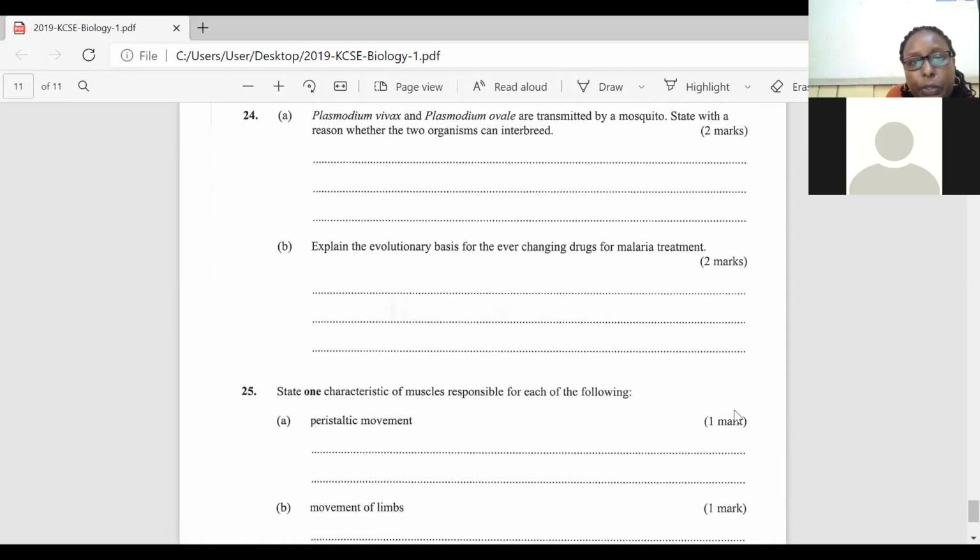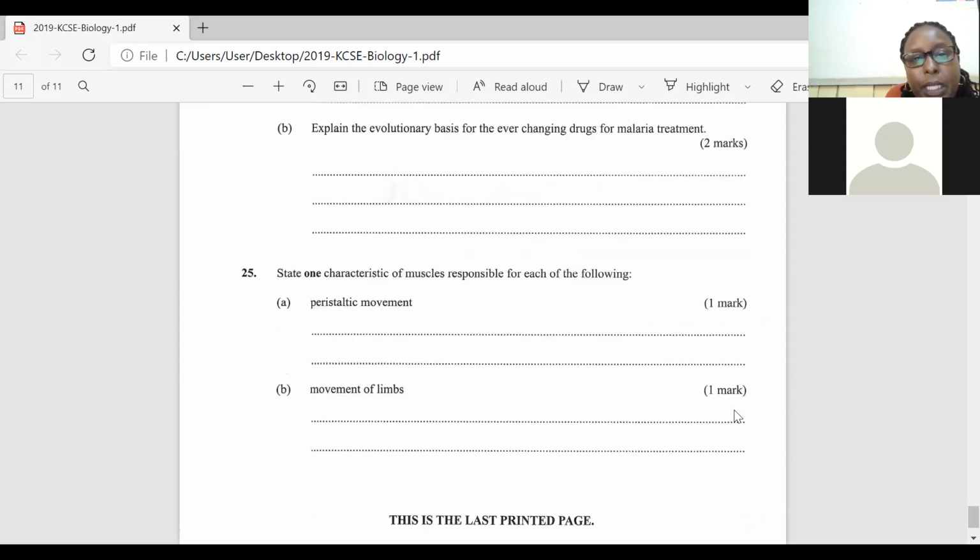Then we have the next question on Plasmodium vivax and Plasmodium ovale, which are transmitted by a mosquito. You state with a reason whether the two organisms can interbreed. That is on taxonomic units, in classification, in Form 2 work, testing recall of the taxonomic units from kingdom to species. In such two given names, the learner had to know which one is the genus and which is the species, to know whether the two organisms could interbreed.